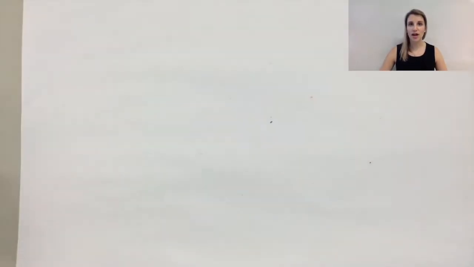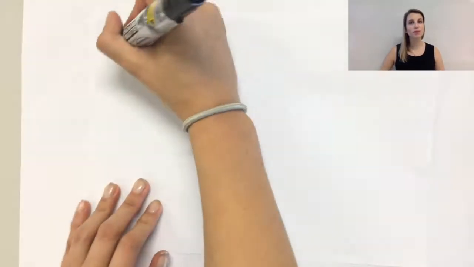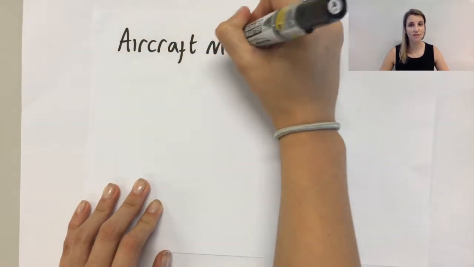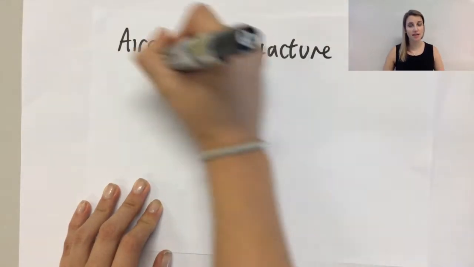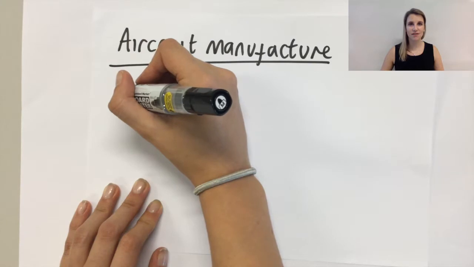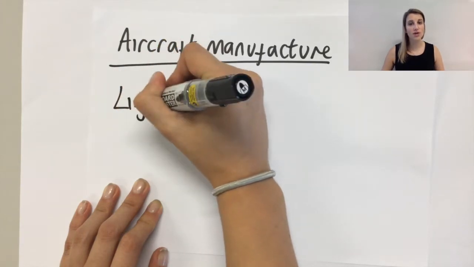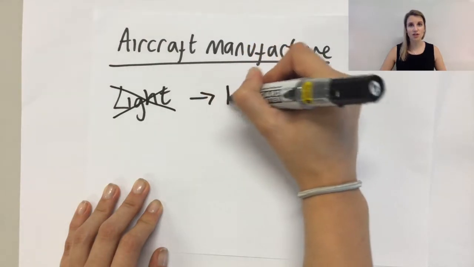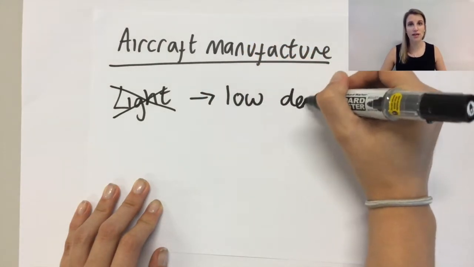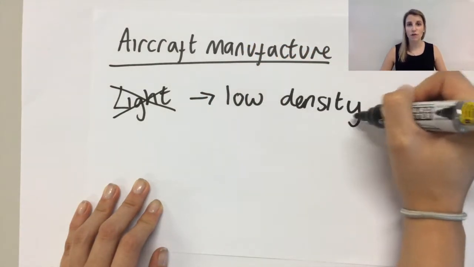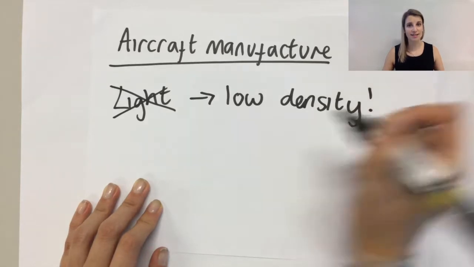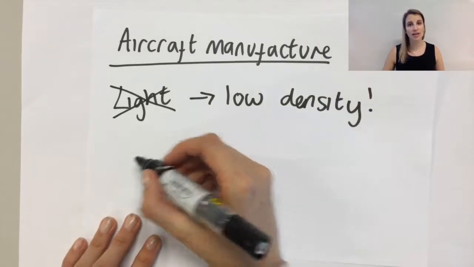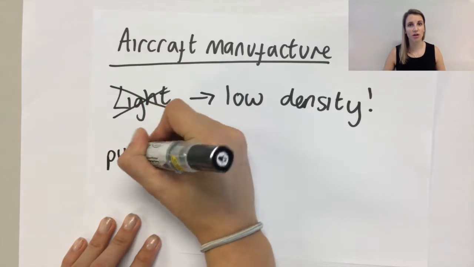For aircraft manufacture, you might think that the most important property for a material to have is that it must be light. But light is just relative to how much stuff you have. So a better word to use than light is always low density. Low density means that aluminium is a really light metal for its volume, for its size. So aluminium is low density, and that makes it really useful for aircraft.